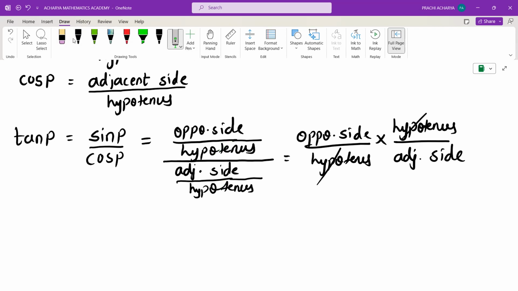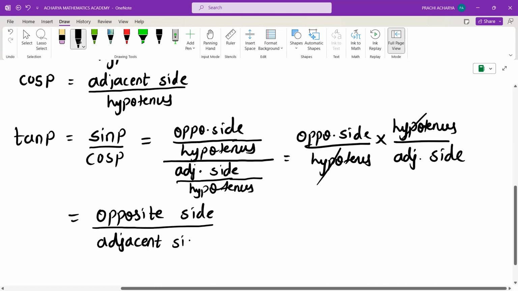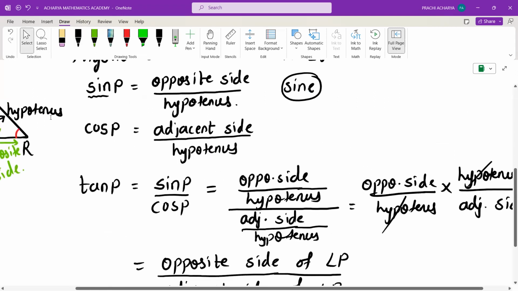And finally, the ratio of tan P will become, what is left? Only opposite side upon adjacent side. Now, adjacent side of what? If you want to write more specifically to understand, you can write opposite side of angle P, because we are specifically talking about angle P here. Otherwise, in general, you can just consider sin theta. Theta means any random angle according to the figure.